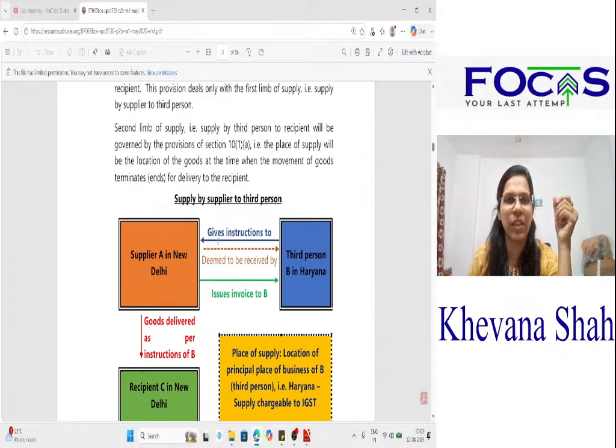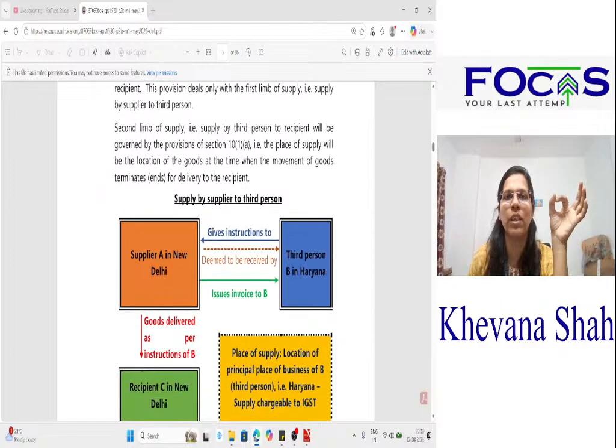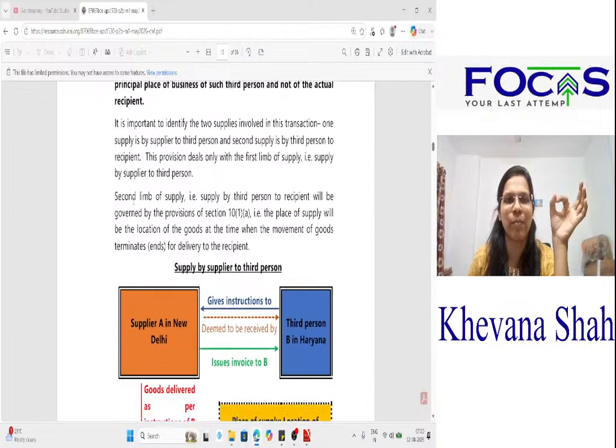Okay, see, they have given one example here. Now here it's important to identify two supplies involved in the transaction. Okay, so we have two supplies. One supply is by the supplier to third person and second supply is by the third person to the recipient. So one is the supplier to third person. Okay, so supplier A issues invoice to B, this is your one supply, and supplier A delivers goods as per instructions of B to recipient C, this is your second supply.